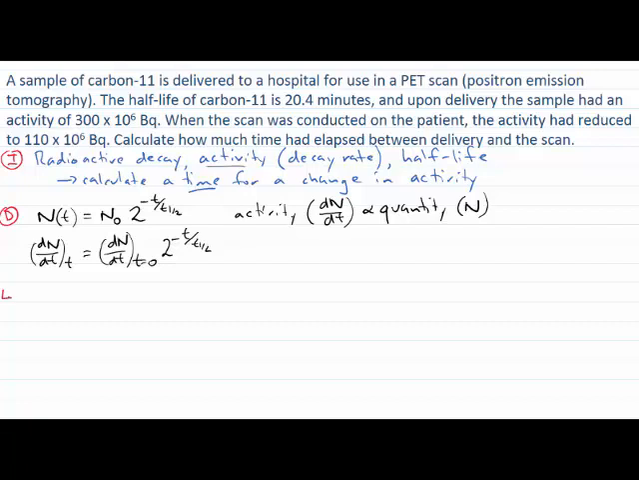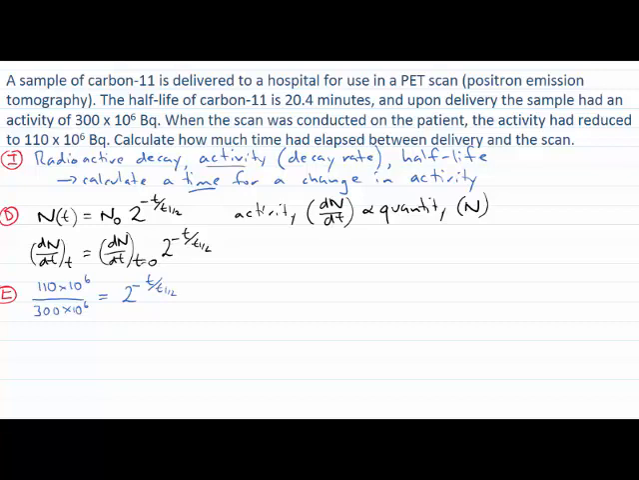So let's move on to the evaluate stage to do that. We can probably write this now in terms of some of the numbers we have already, because this dN/dt is not so easy to write down. So we should be able to write that our activity, our decay rate at some time t, which is 110 by 10 to the power of 6 becquerels, we're told, divided by that initial activity, which is 300 by 10 to the power of 6, should equal this quantity here, 2 to the minus t over t half.